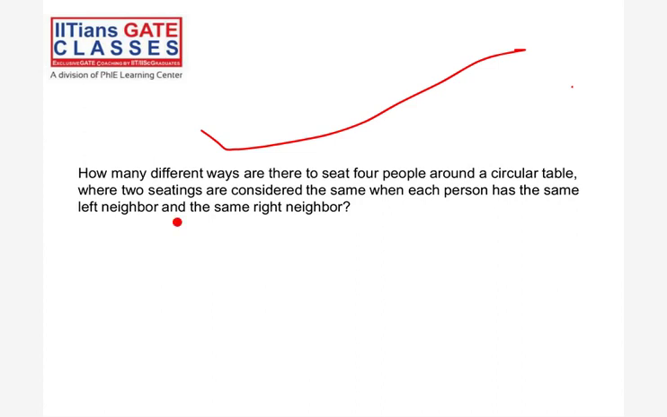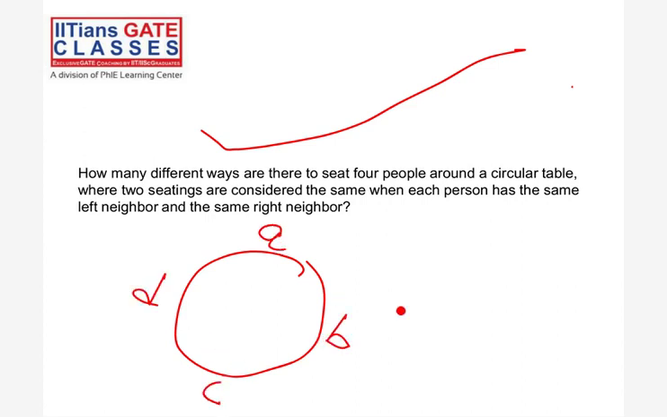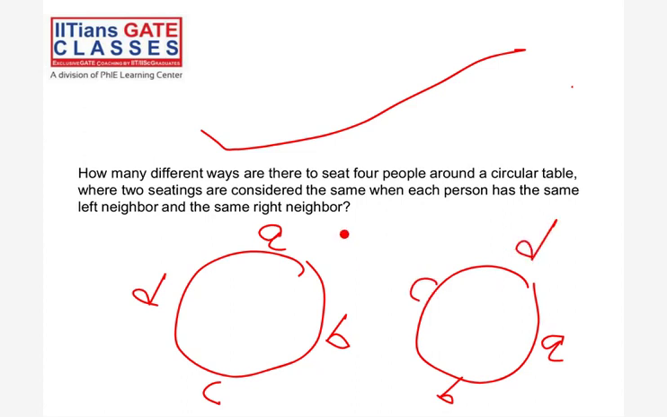Let me just clear it and explain what it is saying. For example, there is a circular table and let's assume there are four people sitting. A is sitting here, B is sitting here, C is sitting here, D is sitting here. Now let's assume that next day, A goes here, B goes here, C goes here, and D goes here. What this question is saying is that these two seatings are considered the same.